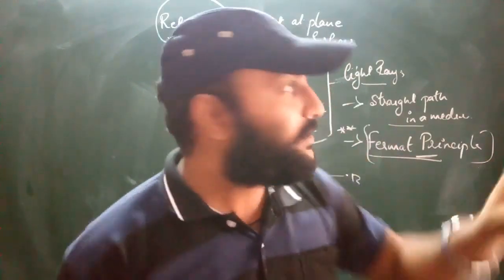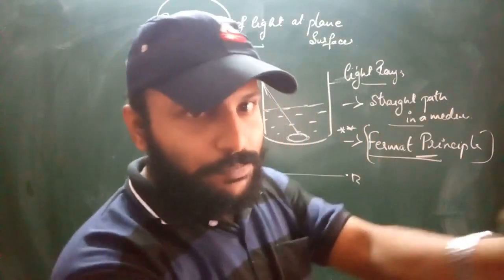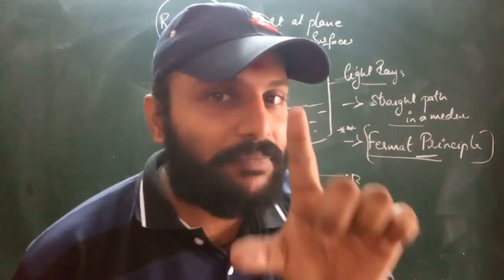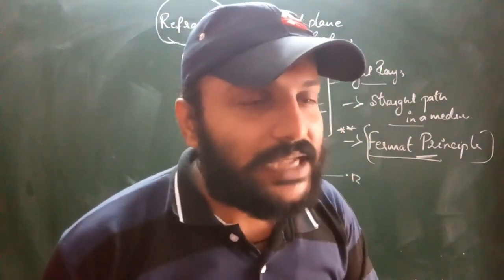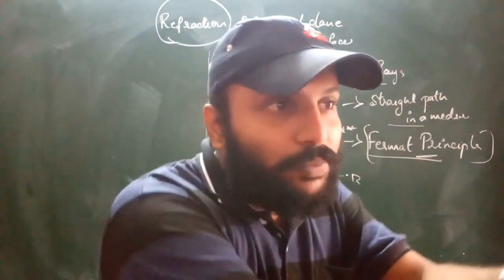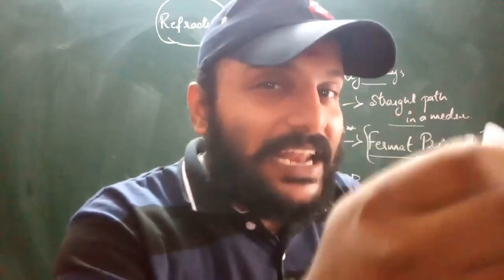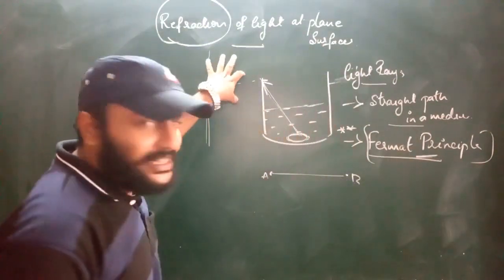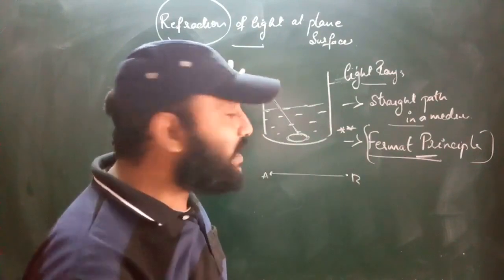So light ray, first thing is what? Light rays always choose a straight path in a medium. And what is the second point? It always follows Fermat principle. What does Fermat principle say? That light rays always take that path between the points where it takes very less time to travel is called Fermat principle.